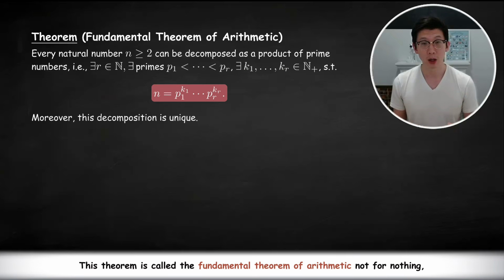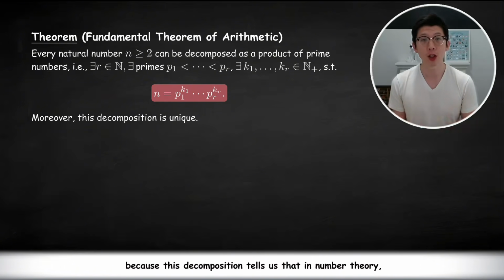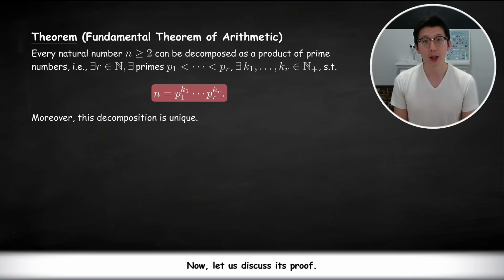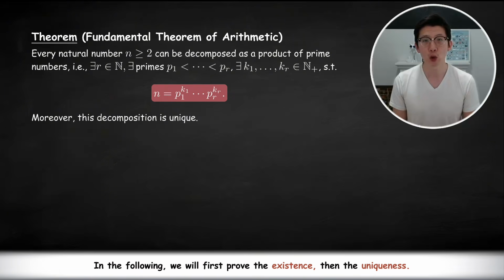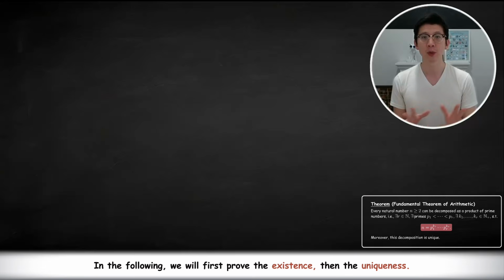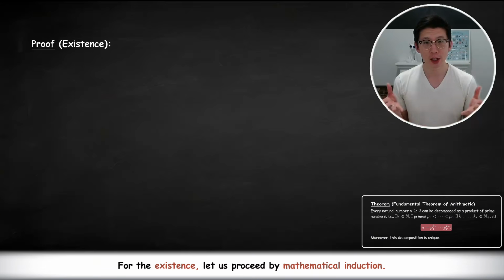This theorem is called the fundamental theorem of arithmetic, not for nothing, because this decomposition tells us that in number theory, prime numbers are the building blocks. Now, let us discuss its proof. In the following, we will first prove the existence, then the uniqueness. For the existence, let us proceed by mathematical induction.